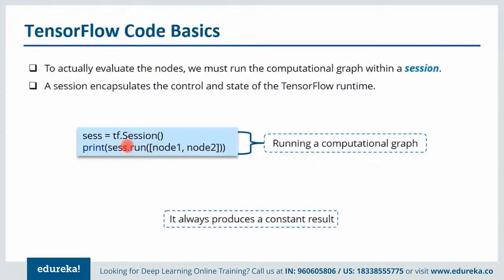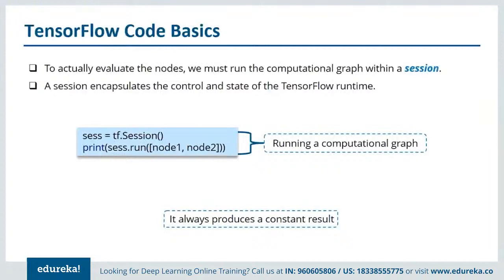Now the code that is there in front of your screen will actually create a session object, and then it invokes its run method to run enough of the computational graph in order to evaluate node1 and node2. And how does it do that? By running the computational graph in a session. So now let me show it to you practically how it happens.